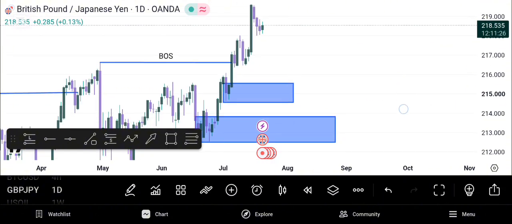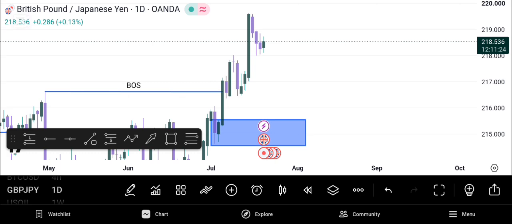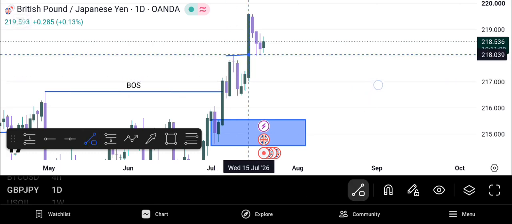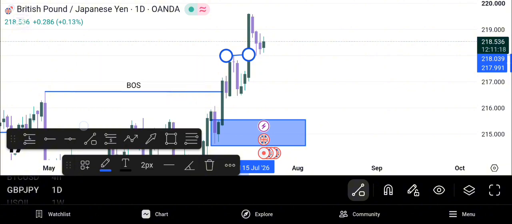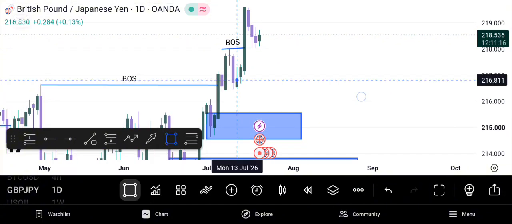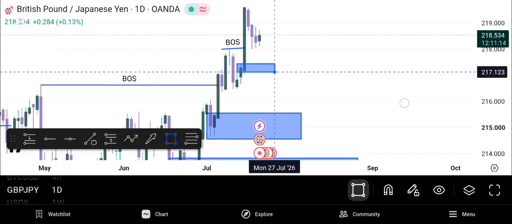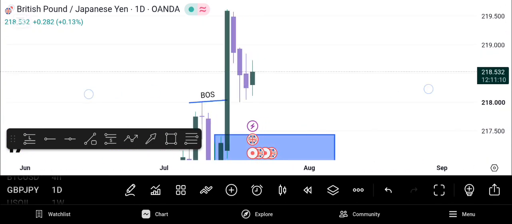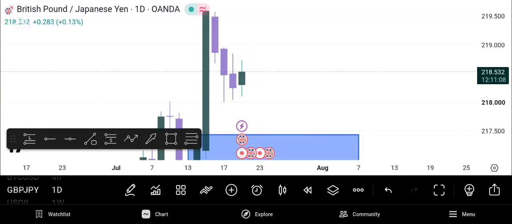And then we also have another valid break of structure right here on the daily time frame. I'll be working with the most recent break of structure, which means it's going to be this one I just mapped out. So I'll be highlighting this other block. This is where I'll be looking to trade this market.